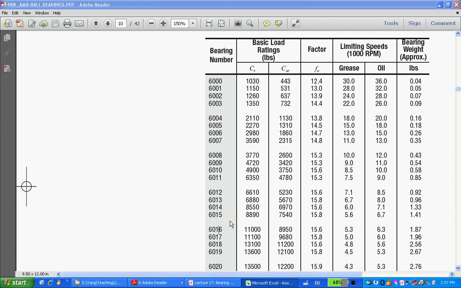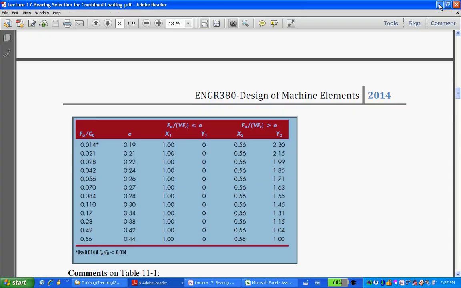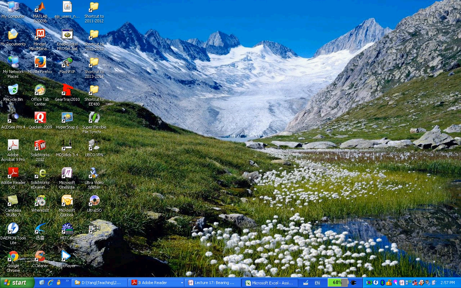Okay. So the latest assignment has an Excel to help you with this process right here. Doesn't open here.